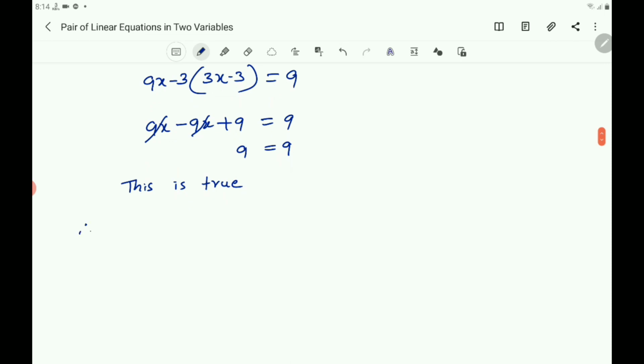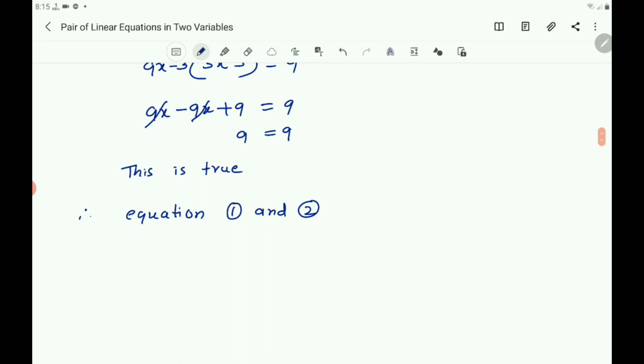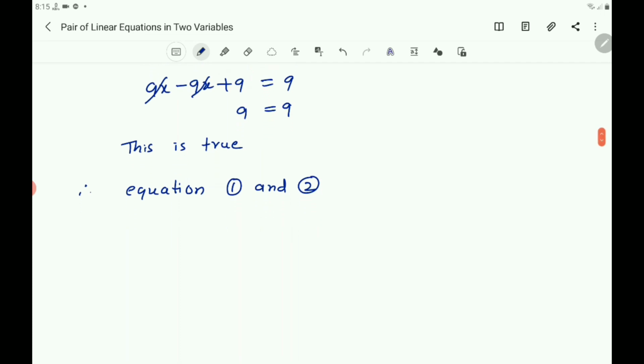Therefore, equations 1 and 2 have infinitely many solutions.